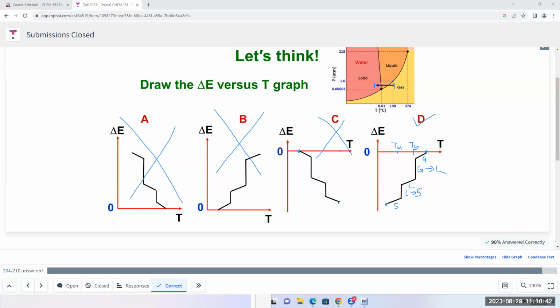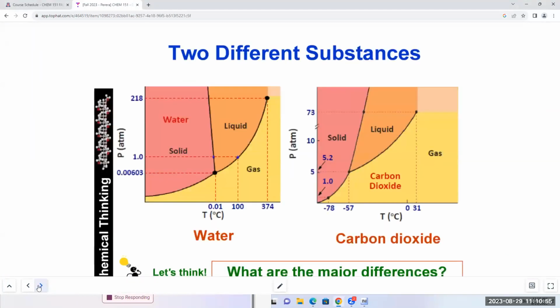Anything? Any questions, concerns, comments? Okay, so we're good here. 90% of us got that anyway. I have a feeling that we are okay with that. Okay. Now, with that, let's try another one. I'm giving you 2 phase diagrams. Okay. What I want you to do is, in your groups, I want you to identify the differences between these 2. Go ahead.